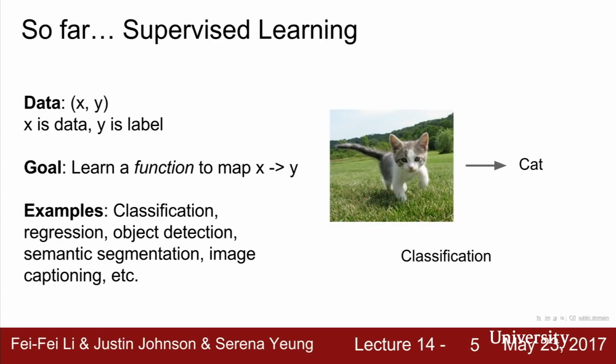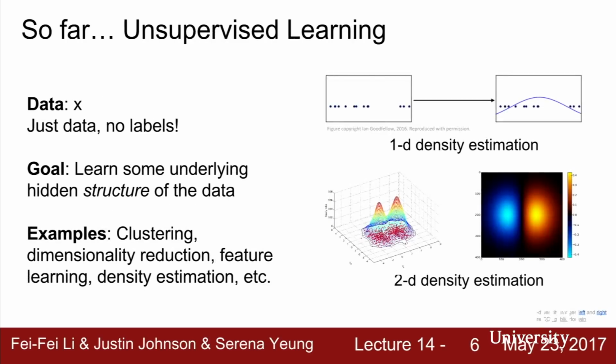Okay, so the topic of today, reinforcement learning. So far we've talked about supervised learning, which is a type of problem where we have data x and then we have labels y, and our goal is to learn a function that's mapping from x to y. So for example, the classification problem that we've been working with.